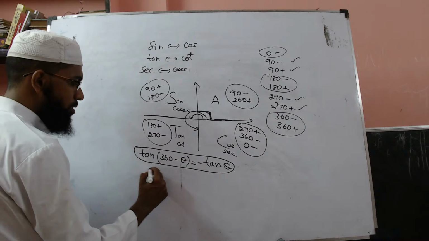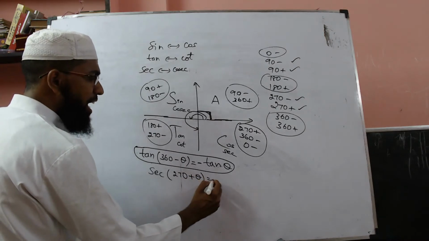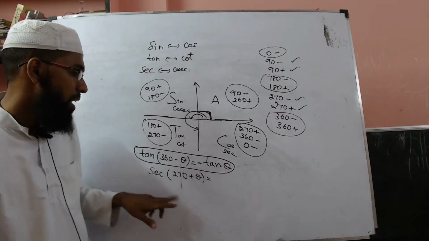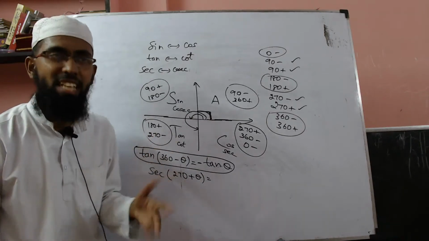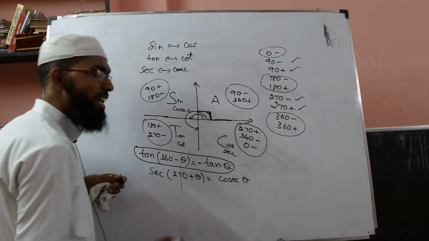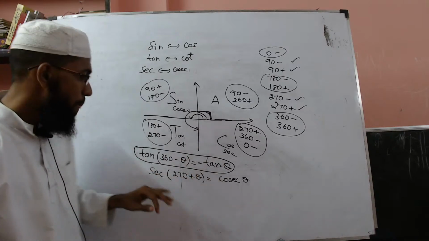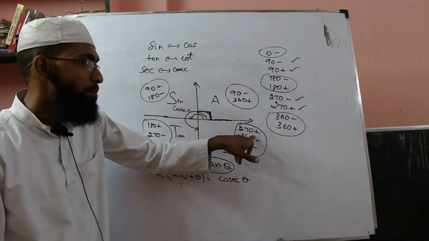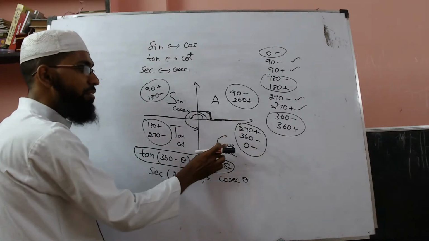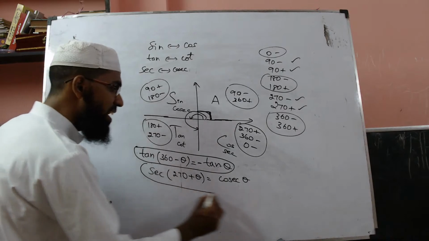Let me put one more value. Secant of 270 plus theta. Now 270 plus means what will happen? 270 is unstable, so it will change, that is, secant will change to cosecant theta. Now whether it is plus or minus, 270 plus comes here. Don't see the answer, see the question. Here cos and secant are positive, and my question is secant, so it is positive. So the answer is cosecant theta.